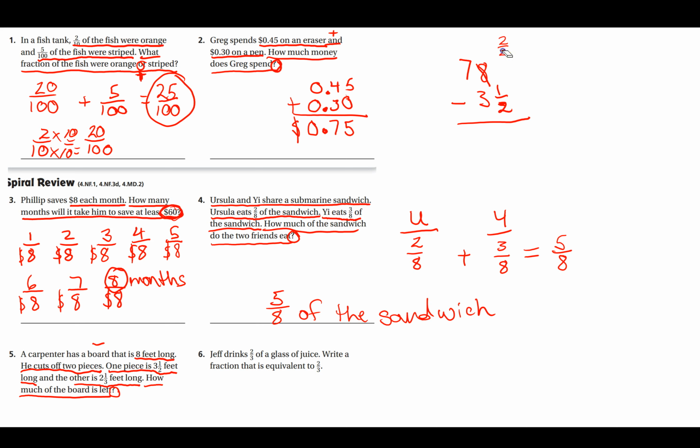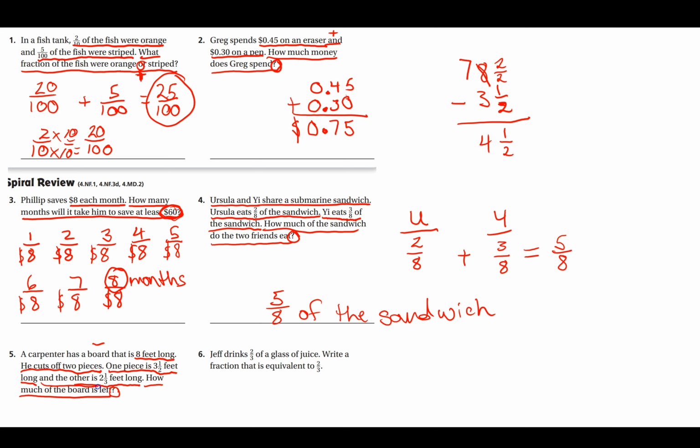So I now have 7 and 2 halves. 7 plus 2 over 2 would still be 8, so I haven't changed the value up here. But now I can subtract. 2 halves minus 1/2 is 1/2. Denominator stays the same all the way. And then 7 feet minus 3 feet would be 4 feet.